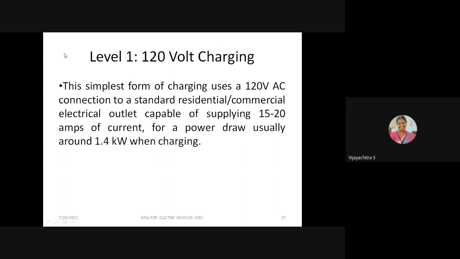So let us see one by one. This is level 1, 120 volt charging. This is the simplest form of charging. It uses a 120 volt AC connection, which can be utilized for standard residential purposes or certain smaller level commercial purposes. It is capable of supplying 15 to 20 amperes of current for a power draw usually around 1.4 kilowatts when charging. So 15 to 20 ampere current, operated with 120 volt AC.